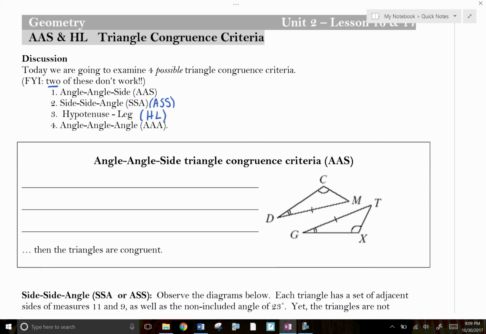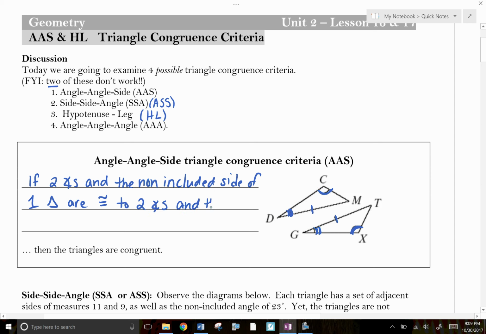So the first one we have is angle, angle, side congruence criteria. So if you look at the picture here, here's an angle that matches up with this angle and that one. And then I have this side that's not between the angles. That's why this is AAS and not ASA, because it's not the included side. So what we're going to put over here is if 2 angles and the non-included side of one triangle are congruent to 2 angles and the non-included side of another triangle, then the triangles are congruent. That's AAS, angle, angle, and the side outside of it.